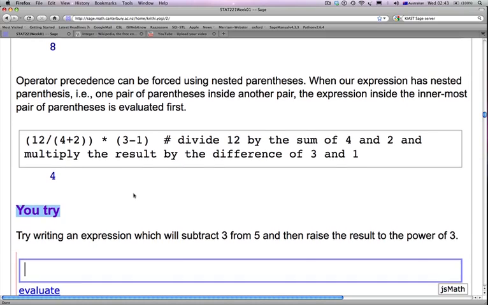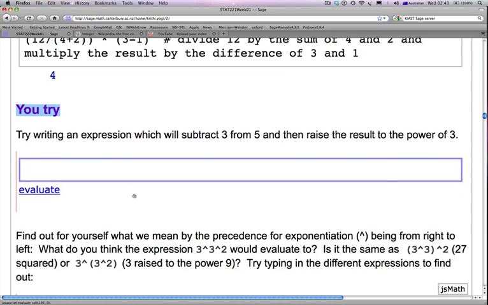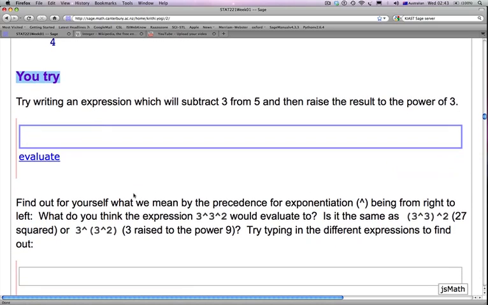Once again, this is a great time to pause the video and go through these U tries by yourself. I'll give you some time to do that now.